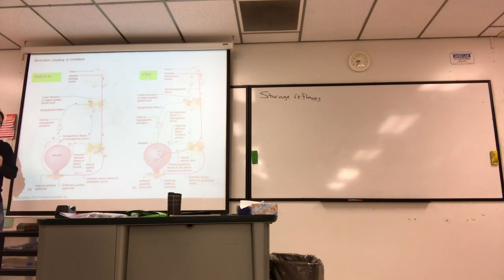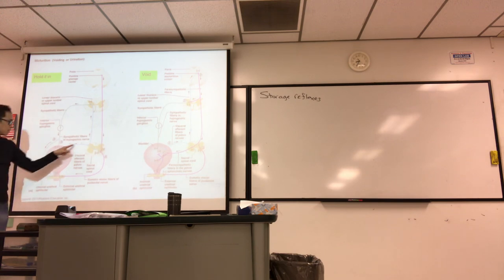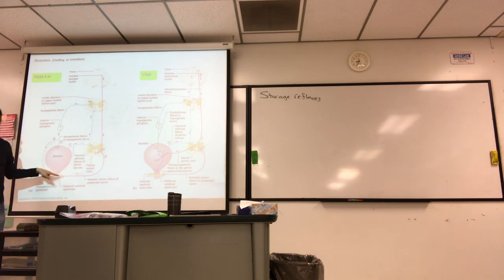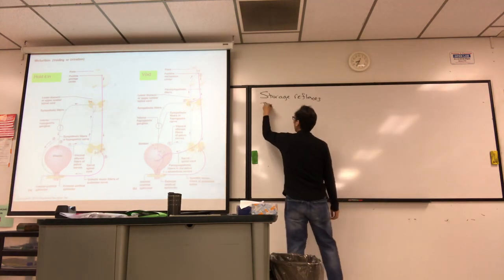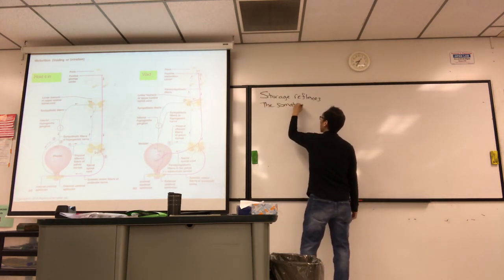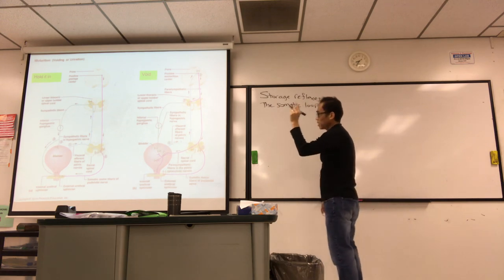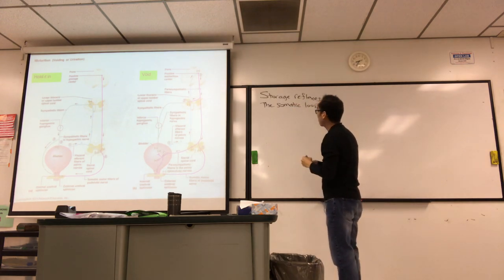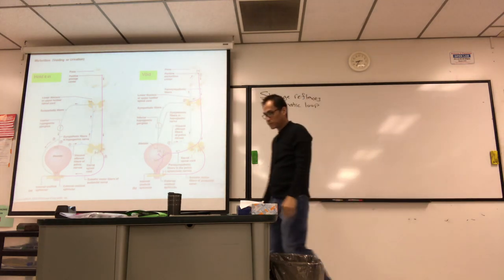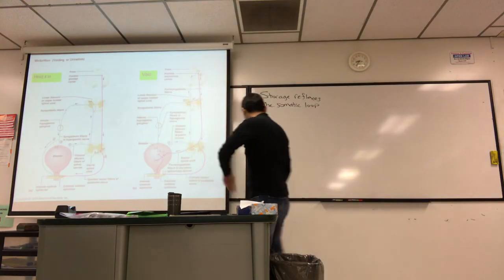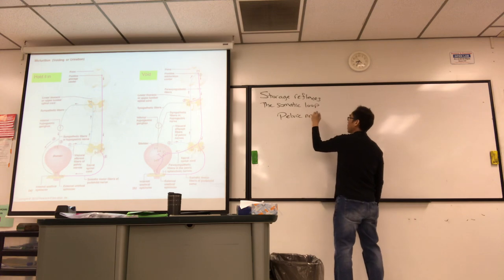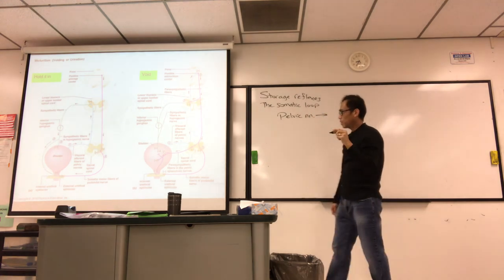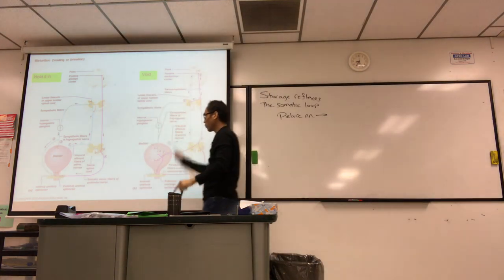And one thing to know is that there's a reflex loop, okay, that helps you hold it in. Right here, that's the loop. We call that the somatic loop. I would say that's the first thing to know for storage reflexes. Somatic loop. So the loop is the pelvic nerve. Let me see if I can get a blue one. I'll just write, the pelvic nerve, it's gonna directly synapse onto the pudendal nerve, right there.